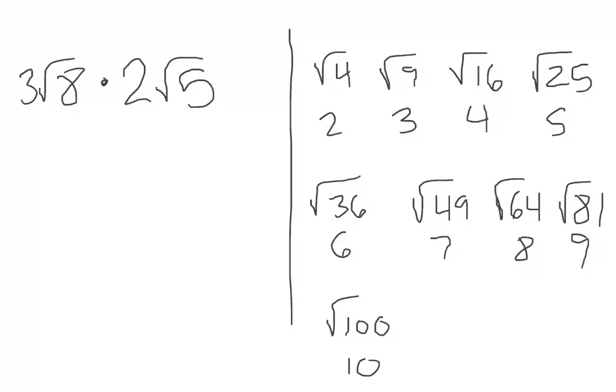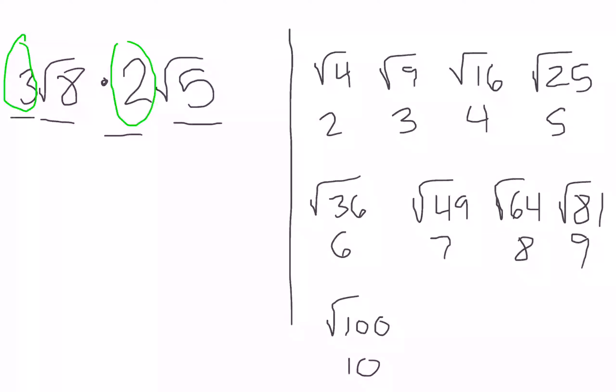Okay, so just like in the last video, we're multiplying radicals together. The only difference this time is, as you can see, I have whole numbers out in front. So this time, since I have whole numbers out in front, here's what we're going to do. We're going to multiply the radicals together, and we're going to multiply the whole numbers together.